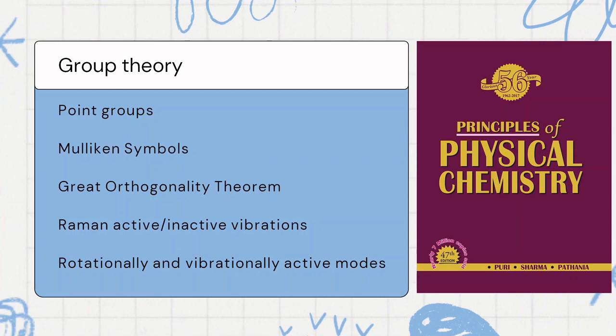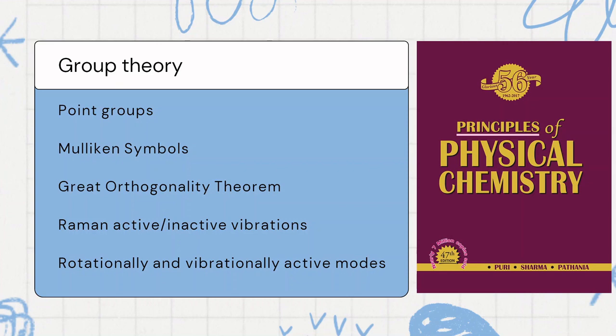table. So you will be given the character table and you will be asked to find out which irreducible representation will be IR and Raman active modes, etc. So those types of questions will be asked. In group theory, you can expect 8 to 12 marks in the CSIR examination.